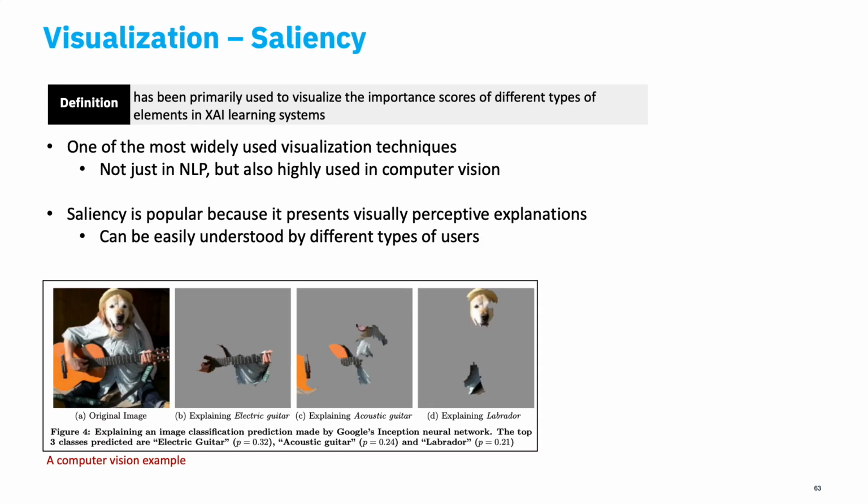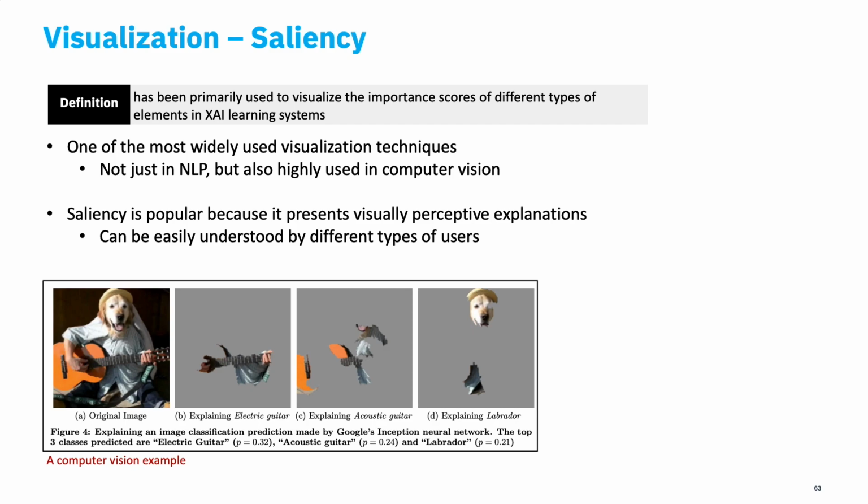Based on our literature review, saliency is the most popular visualization technique. In fact, it is probably the most widely used visualization technique in all AI domains. By definition, saliency is used to visualize the importance scores of different types of elements in XAI learning systems. Saliency is very popular because it presents visually perceptive explanations that can be easily understood by different types of users.